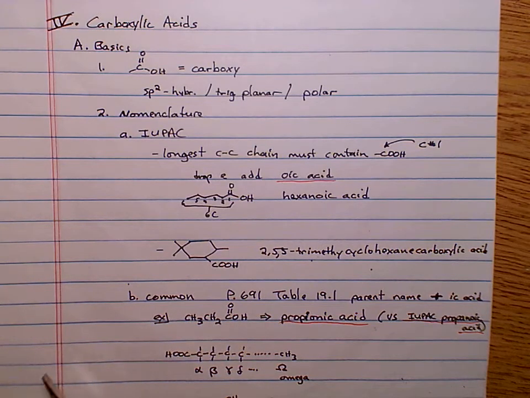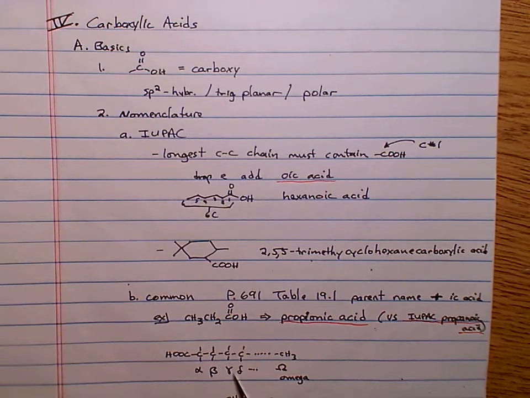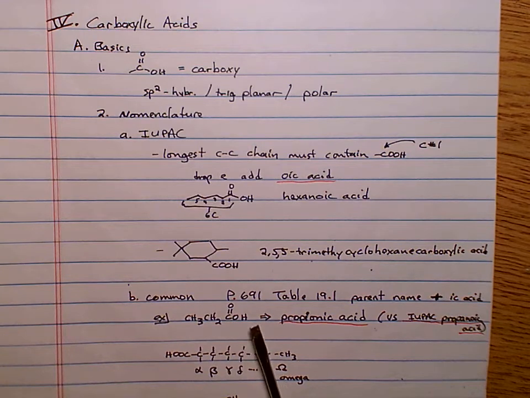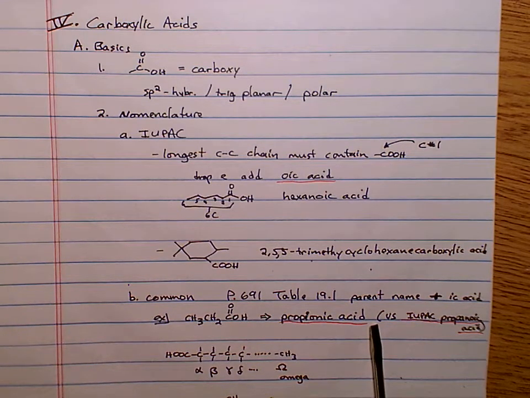Common names. Note there's a table in your book. I'm not sure if this is the right table. It's table 19.1. Not sure about the page. This might be an old edition. You just have the parent name and add ic acid. So CH3, CH2, C double bond O. There are 3 carbons here. The common name has this group right here. CH3, CH2, C double bond O is called the propion group. Propion. And so, since it's a carboxylic acid, it's propionic acid.